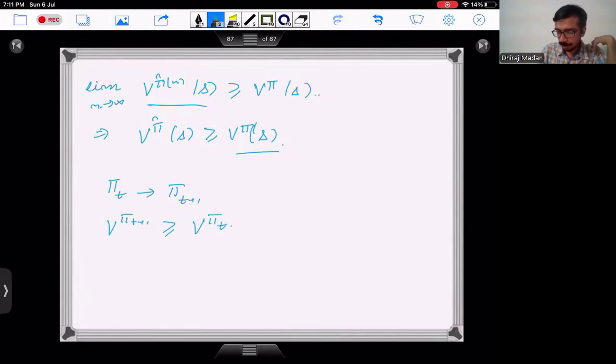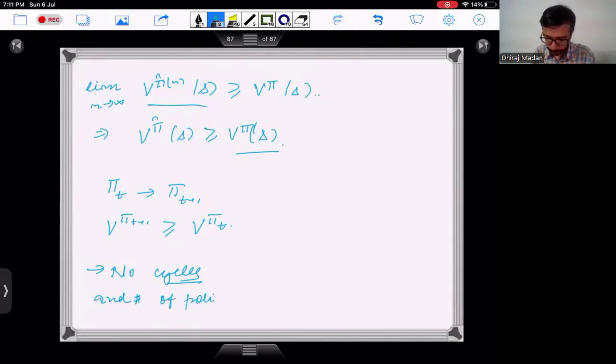But what we can ensure is that there are no cycles. It can't be that you change from one policy to the next and then the next and next, and then you come back. So there cannot be any cycles. You can only improve. But we have also shown that the number of policies is finite, assuming finite state space and action space. Therefore, we must converge.